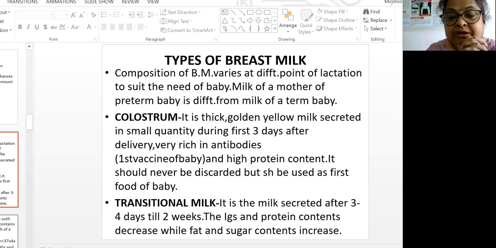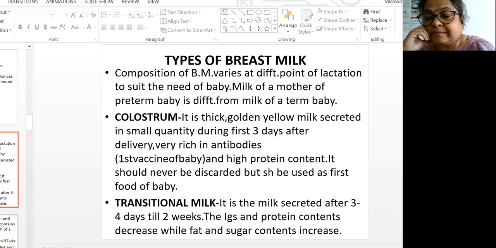People have a lot of ignorance that it is a bad milk and it should be discarded. And mind, if you are discarding it, you are doing very, very much harm to the baby as you are depriving her of the antibodies which will protect her till 1.5 months of age, till you start the vaccination. Okay, so this should be the first food of the baby. Whatever little amount, 2 or 3 drops it is coming, should be given.